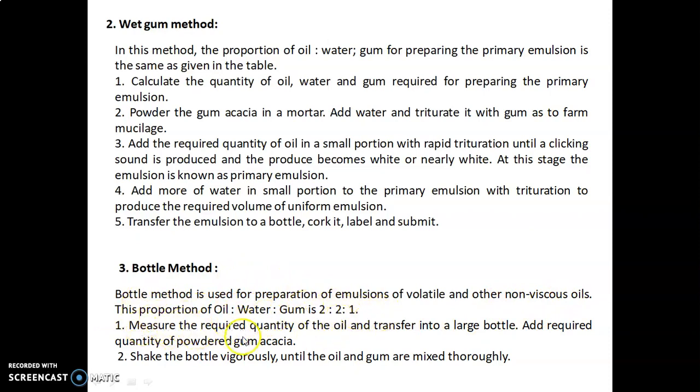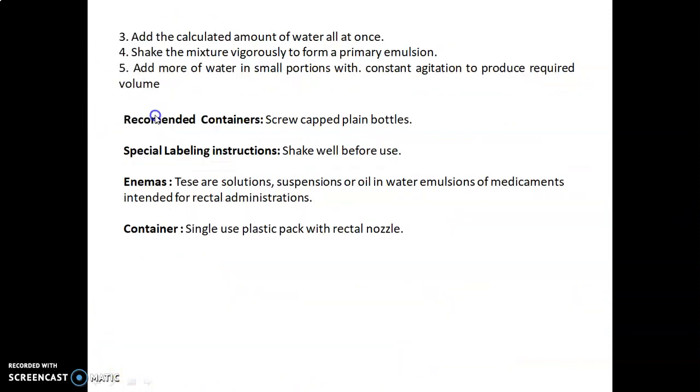First one, measure the required quantity of the oil and transfer into a large bottle. Add the required quantity of powdered gum acacia. Then second one, shake the bottle vigorously until the oil and gum are mixed thoroughly.